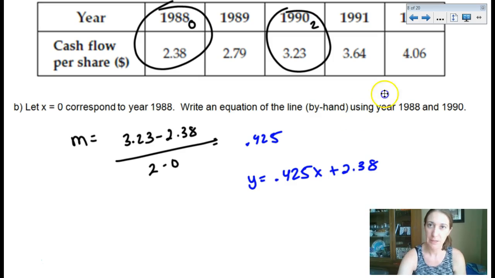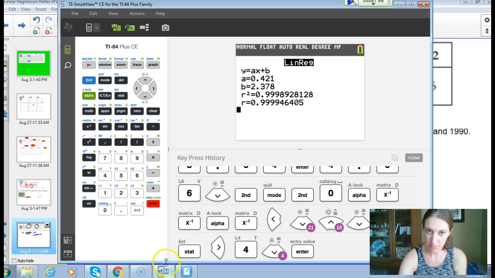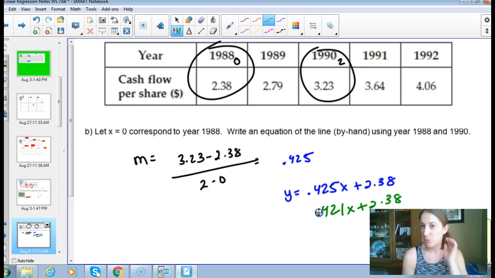And I don't have it up anymore, and I didn't write it down. But the calculator's equation that it came up with for the whole data set was 0.421, 2.38. Oh man, that was pretty close. So the calculator came up with 0.421 plus 2.38-ish, I rounded. So that's why we had such a strong positive correlation there.